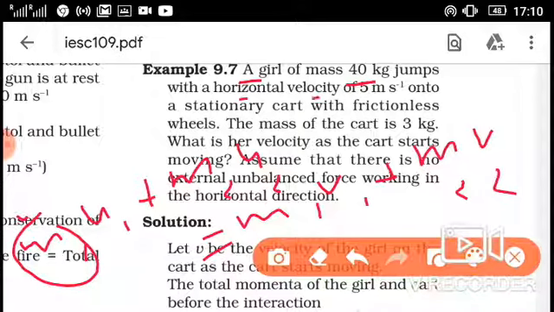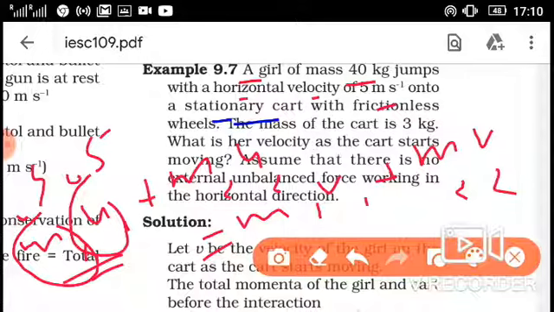Jumps with a horizontal velocity 5 meter, you take 5 here. This is 5, this is 40, these two values are given. Now a stationary cart, it means the cart weight is 3 kg, you put 3 here and this becomes 0. Now m1 v1, m1 that is 40 kg, you put here 40 kg, and assume that there is no external force. What is the velocity as the cart starts moving?